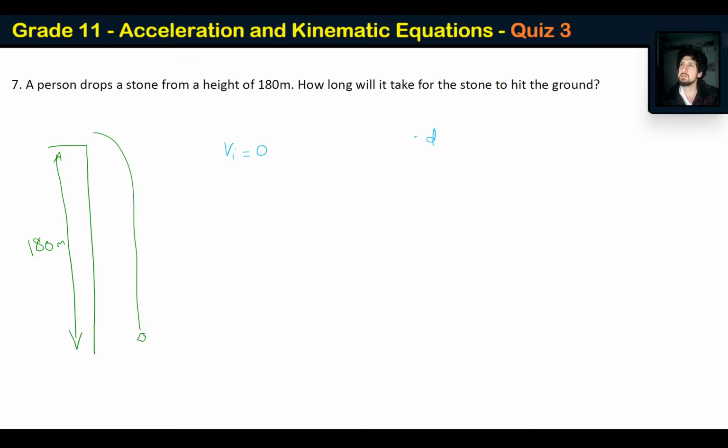So delta D, which is displacement, is equivalent to ViT plus half GT squared, or half AT squared if you prefer. But remember, Vi is equal to 0. So I can cancel all of this. What else do I have? I've got delta D, which is equivalent to 180. I've got G, which is 9.81.